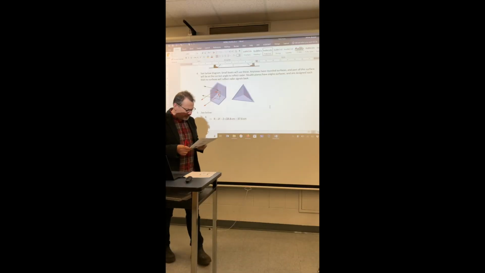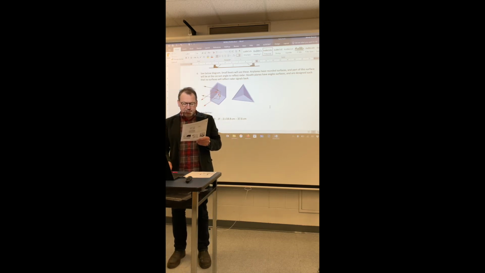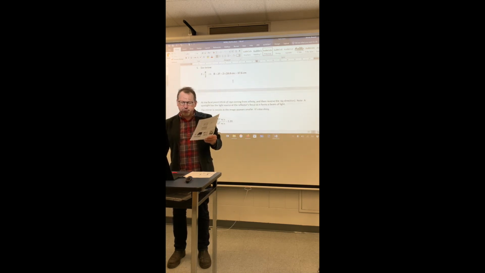Question 5, a solar cooker, which is a concave mirror pointed at the sun, focuses the sun's rays 18.8 centimeters in front of the mirror. What is the radius of the spherical surface from which the mirror was made? If you recall, the focal length of a spherical mirror is 1/2 of its radius of curvature. So it's going to be 2 times 18.8 centimeters, which will be 37.6 centimeters, I guess. Yeah, there we go. Easy question.